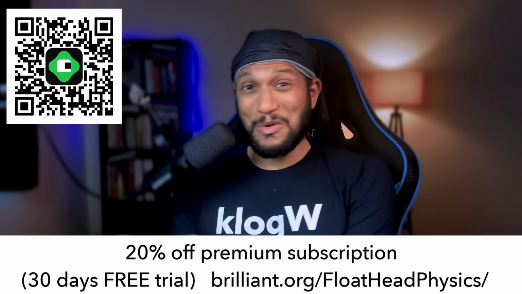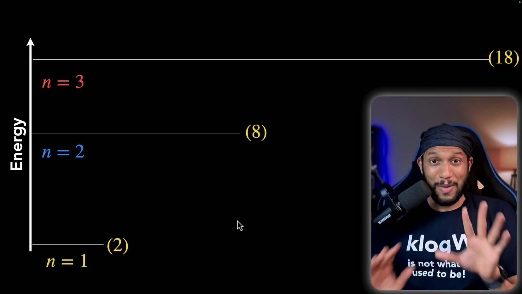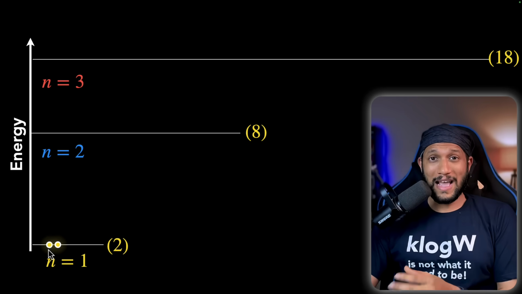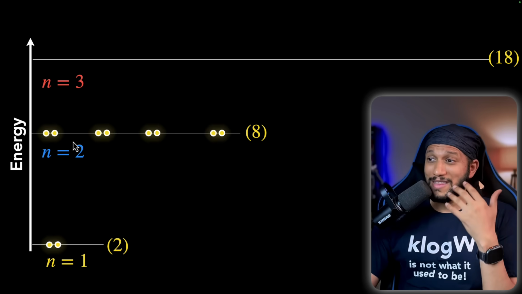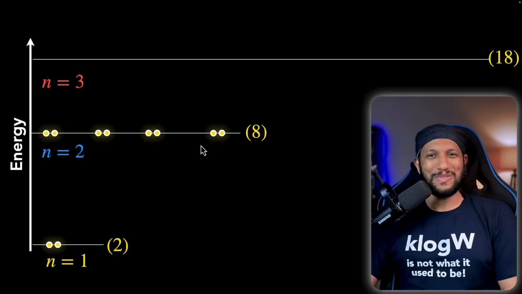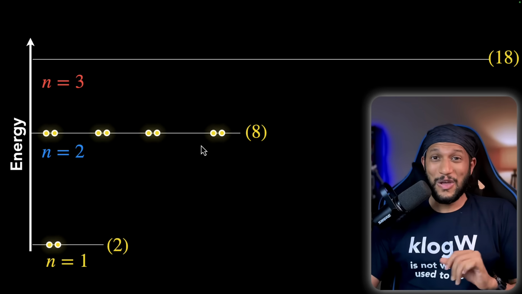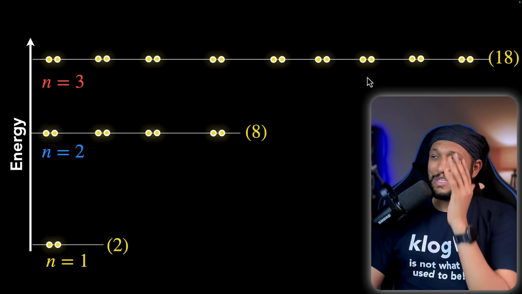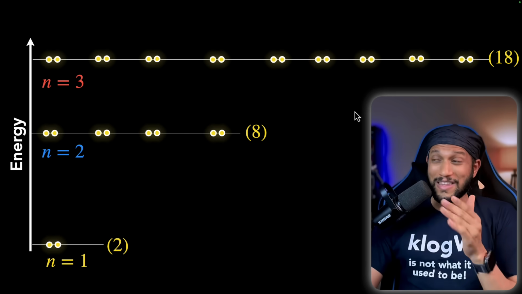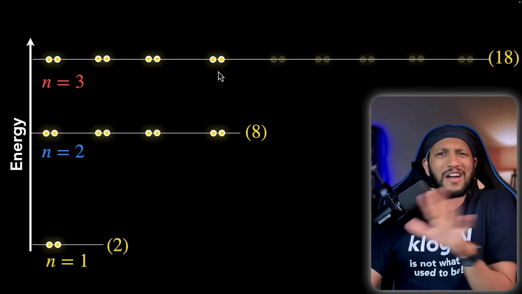All right, now back to upgrading our model. So the big problem is we get the first noble gas when the first shell is completely filled. We get the second noble gas when the second shell is completely filled. However, for some weird reason, we don't get the third noble gas when the third shell is completely filled. No. We get the third noble gas when the third shell is partially filled.